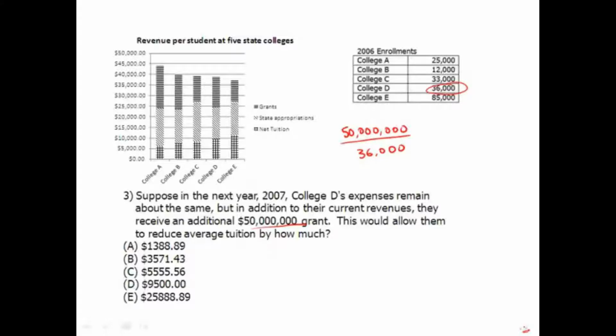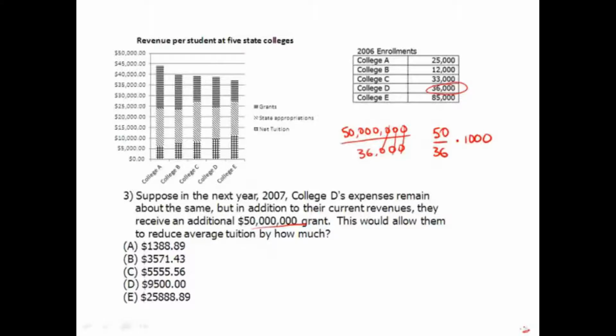And of course, if that is the share that the grant covers per student, that is also the share per student that the tuition would go down. Now, you might be tempted to reach for the calculator, but let's do a little approximation here. We can cancel 3 zeros, and then what we have is 50 over 36 times 1,000.